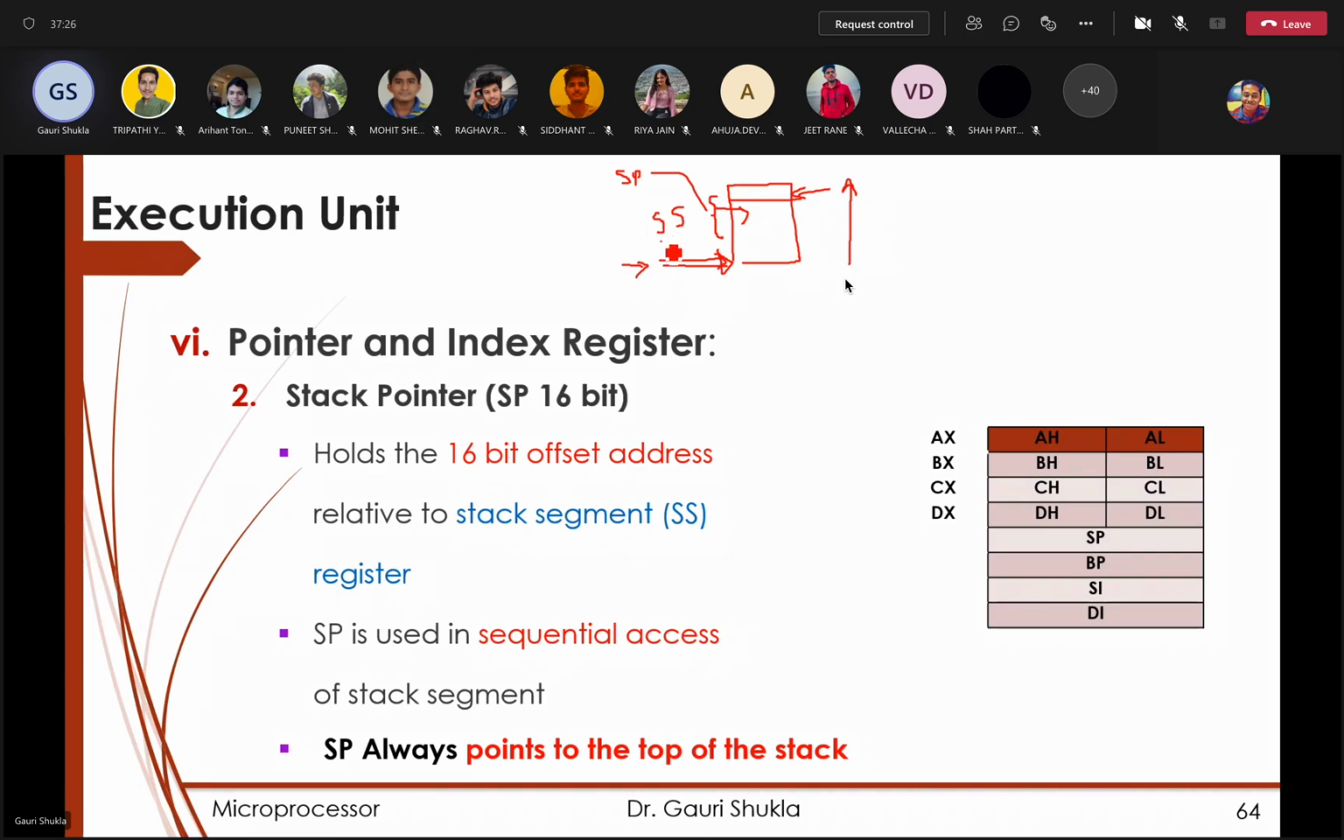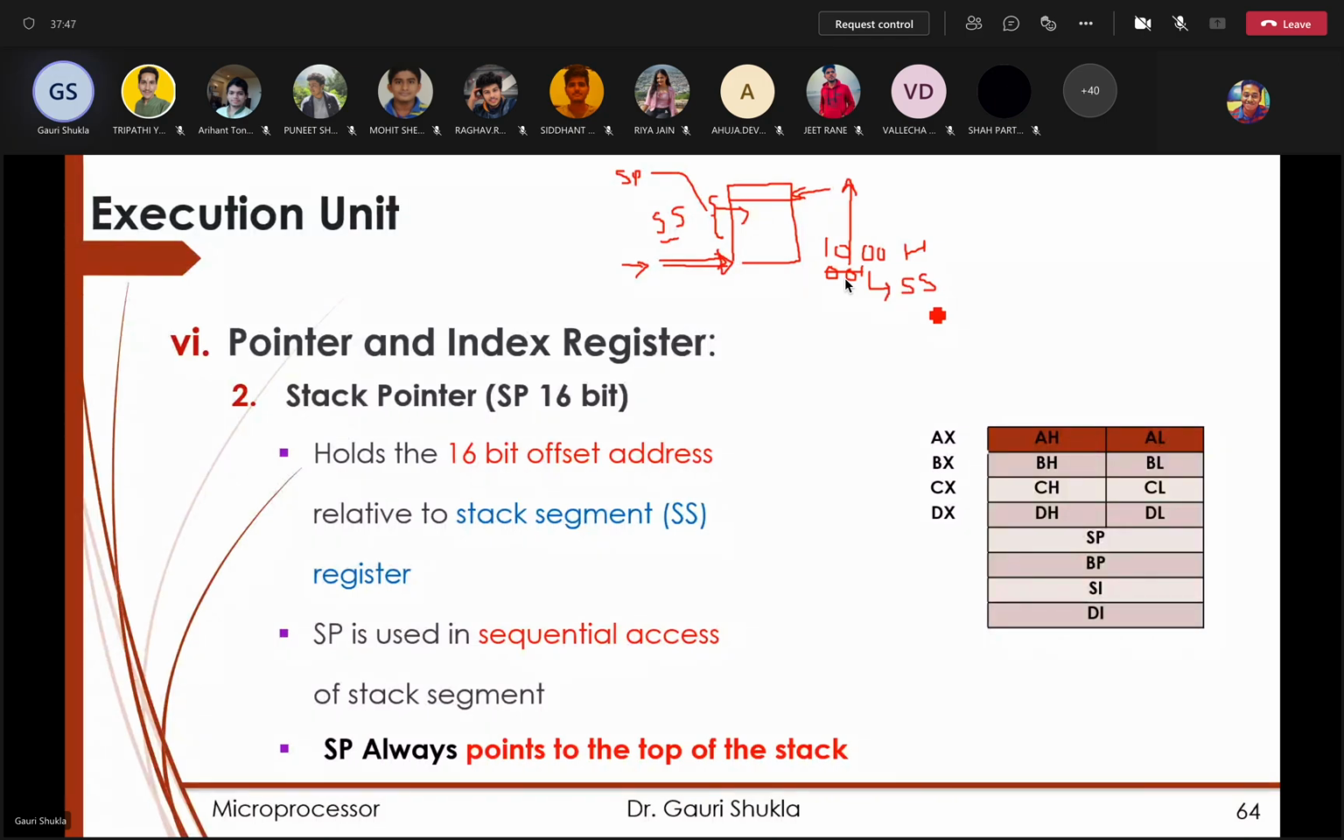This is the stack segment's beginning point part. At which memory location? Suppose it is 0, 1. Any number, let's say take 1000 in H. Okay, it is very easy to say. So this will be there in my stack segment, which is a part of my BIU.